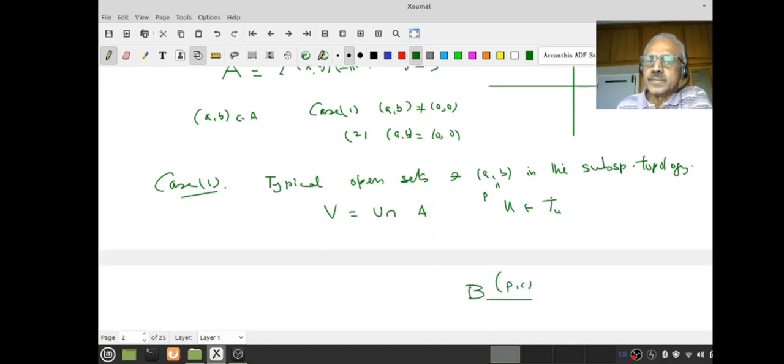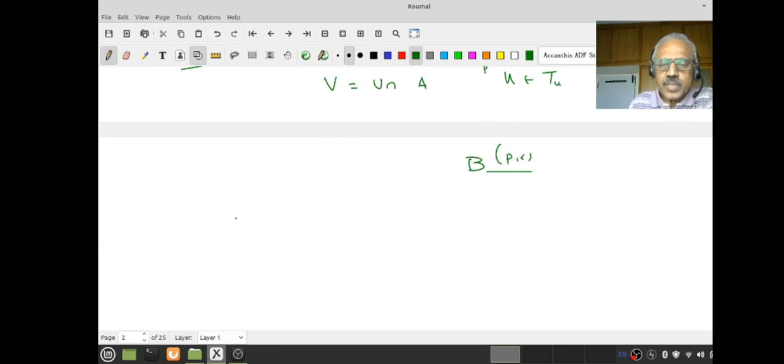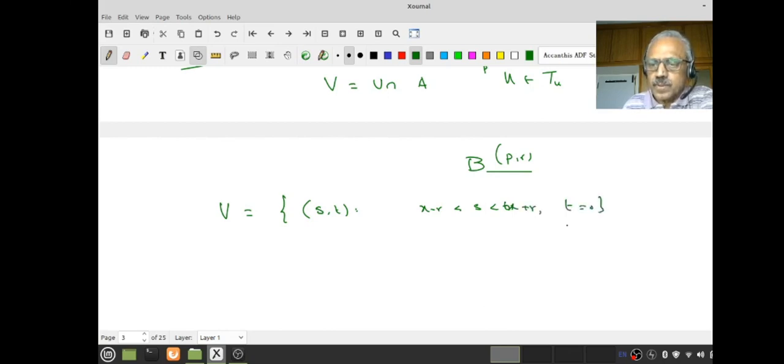You are going to get, let us say, (x, 0) with this radius r, so it will be x plus r and this is x minus r. Therefore, the typical open set V will be of the form (s, t), where x minus r is less than s less than t less than x plus r, and y is 0. So that is this line. This is my (a, 0), this will be (a minus r, 0) and this (a plus r, 0).